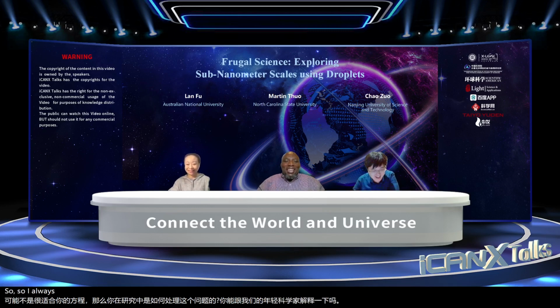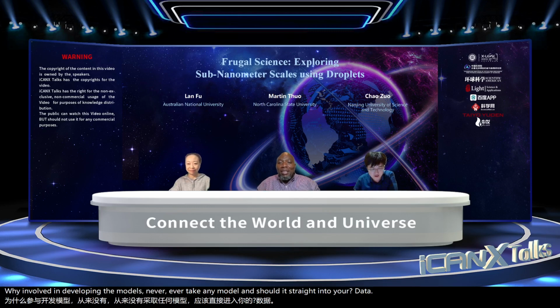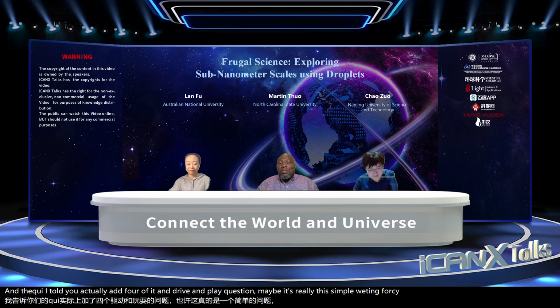I always tell a student, every equation you're trying to use, write it down and find the model that came before that, and write down all the assumptions that were involved in developing the models. Never, ever take any model and shoot it straight into your data without understanding what the assumptions are, what the boundaries are, what the working limits of the equation are. And the equations I showed you actually are all derived from the pre-equation.